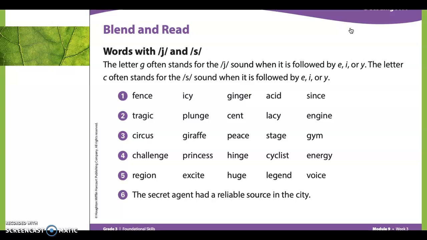voice. The secret agent had a reliable source in the city. The words agent and also source and city follow our rule because the letter is followed by E, I, or Y.